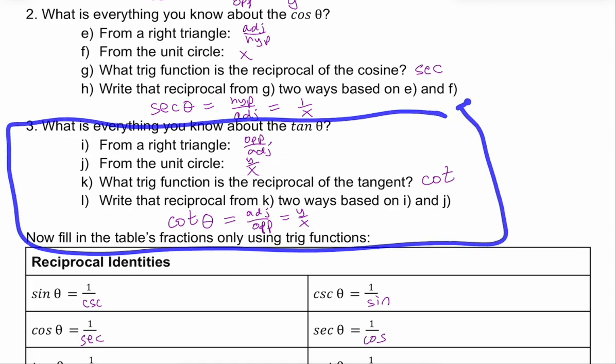Tangent on the right triangle is opposite over adjacent. On the unit circle, you would have to do y over x. The reciprocal is the cotangent. Cotangent is adjacent over opposite or x over y.